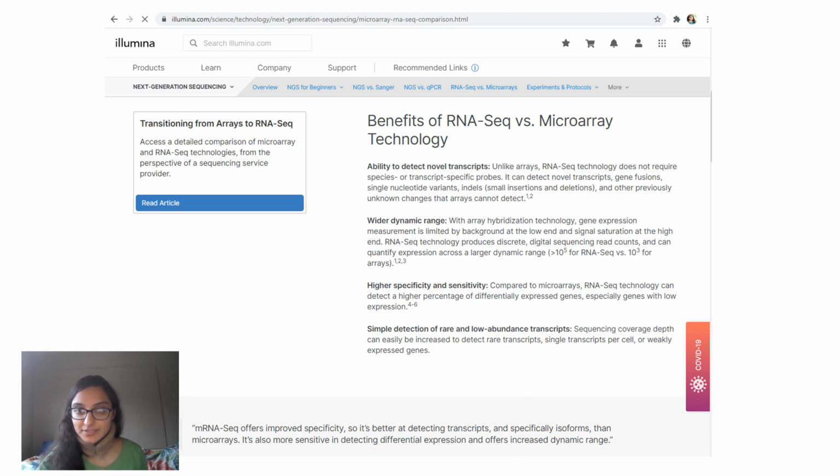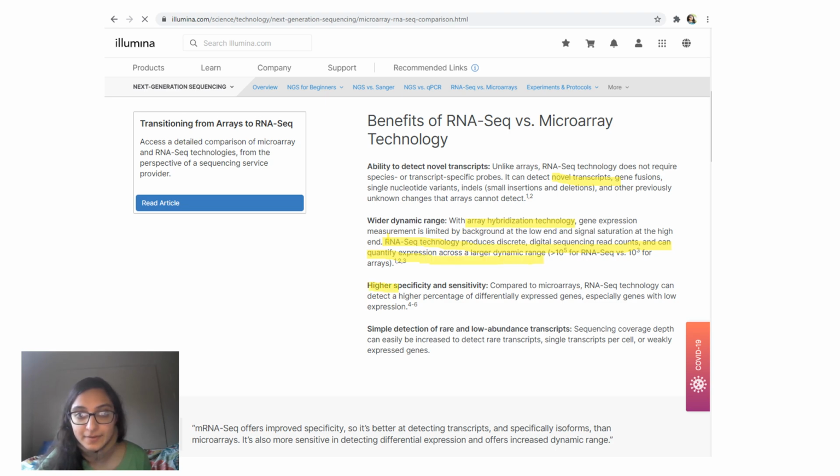So we have indels, which are insertions and deletions, in case you see that here. This is Illumina again. It can detect novel transcripts, single nucleotide variants, indels, small insertions and deletions. Compared to hybridization technology, where low gene expression and signal saturation are issues, RNA-Seq provides discrete digital sequencing read counts. It can quantify expression changes across a larger dynamic range. So there are so many things, expression dynamics, being able to quantify that information.